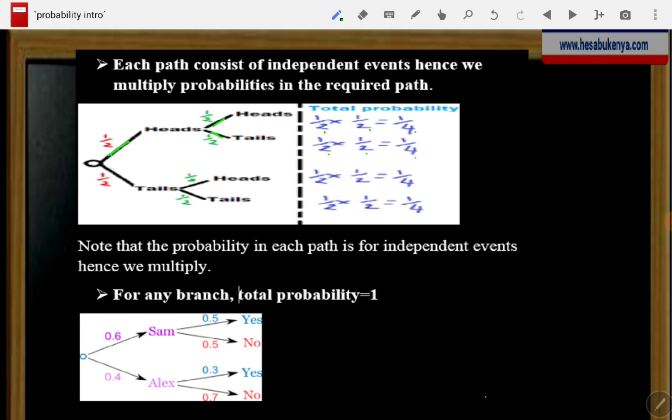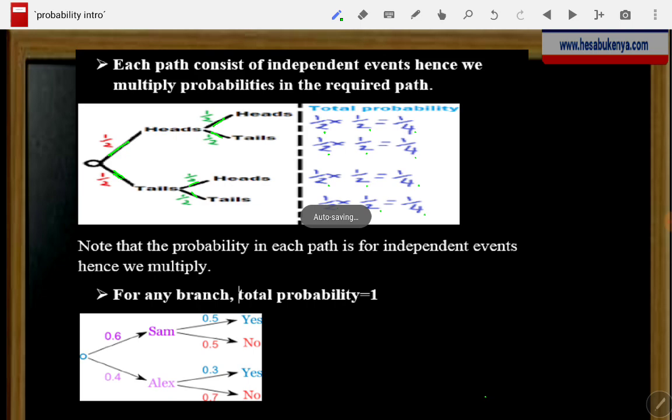Then on this path, again, we have a half for tails and a half for heads, which gives us a half times a half, which is equal to a quarter. And lastly, we have the path of tails, then tails, which is equal to a half times a half, which is equal to a quarter. Now note that the probability in each path is for independent events, hence we multiply.